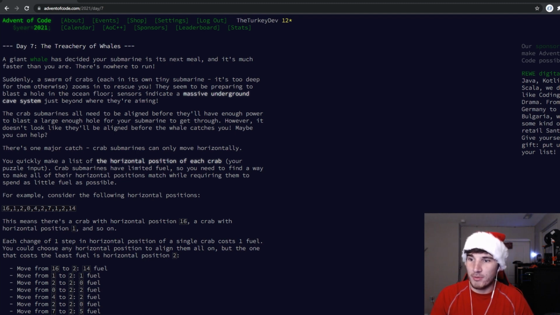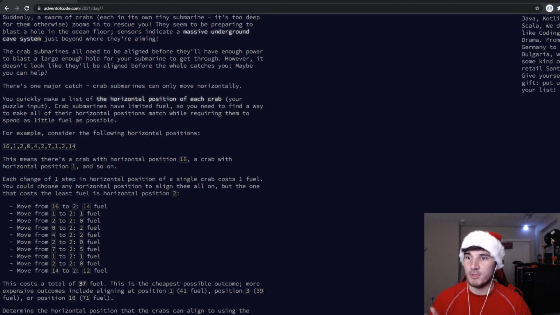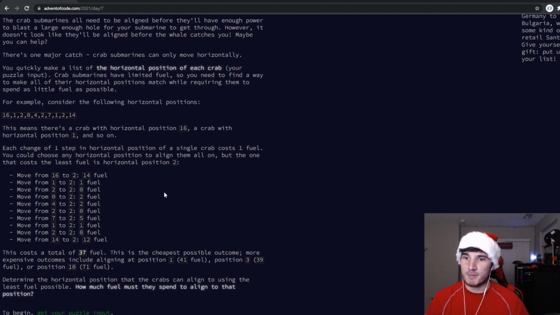Maybe you can help. There's one major catch. Crab submarines can only move horizontally. You quickly make a list of the horizontal positions of each crab, the puzzle input. Crab submarines have limited fuel, so you need to find a way to make all their horizontal positions match while requiring them to spend as little fuel as possible. This means that there's a crab with a horizontal position of 16, a crab with a horizontal position of 1, and so on. Each change of one step in horizontal position of a single crab costs one fuel. You can choose any horizontal position to align them all on, but the one that costs the least amount of fuel is horizontal position 2.